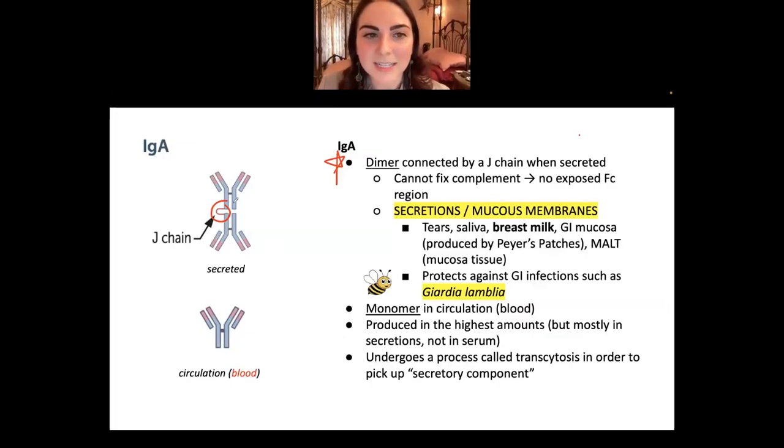However, note here, since it dimerizes in this way, it can't fix complement. There's no exposed FC region, so IgA does not fix complement, but that's fine. It's not what it's trying to do when it's in the secretions.